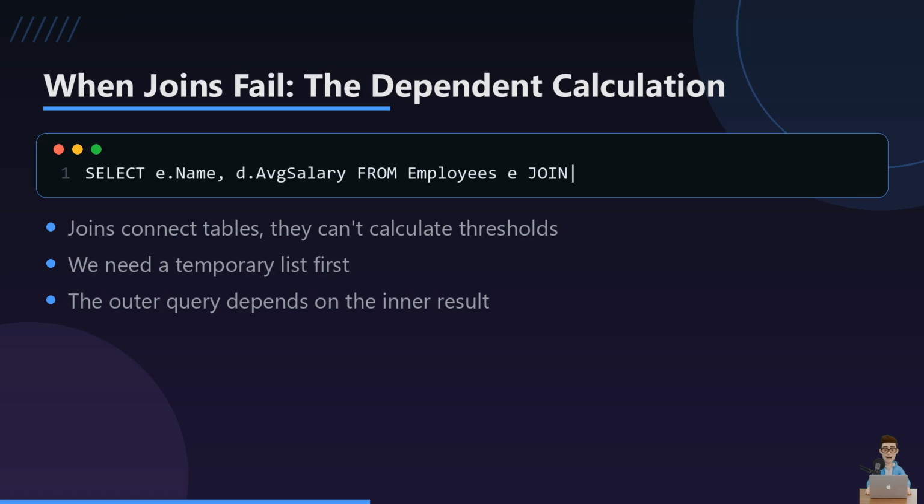Here is the real power. Imagine calculating a team average, then filtering employees above that average. You can't do this in one simple join because you need the result of the first step to define the second. This table subquery builds the temporary list first, giving us modular logic.